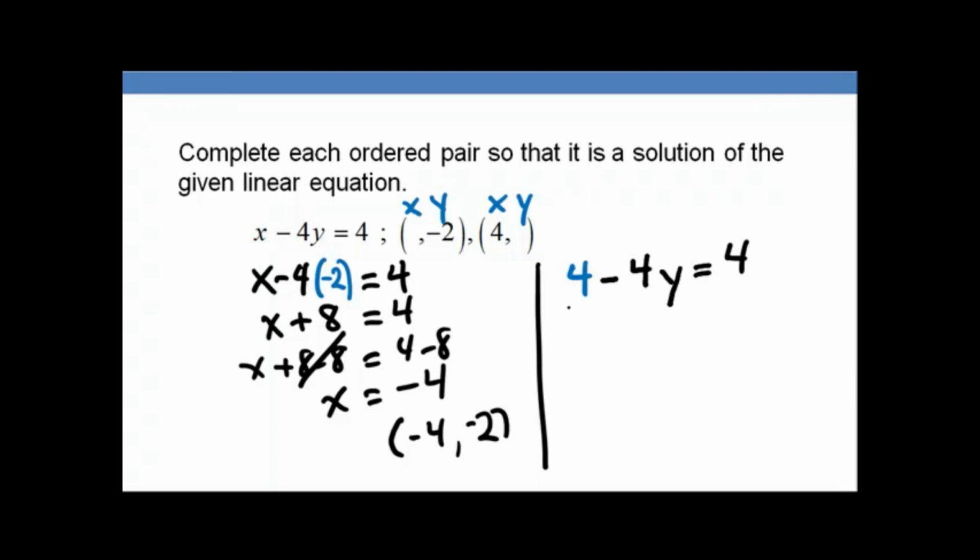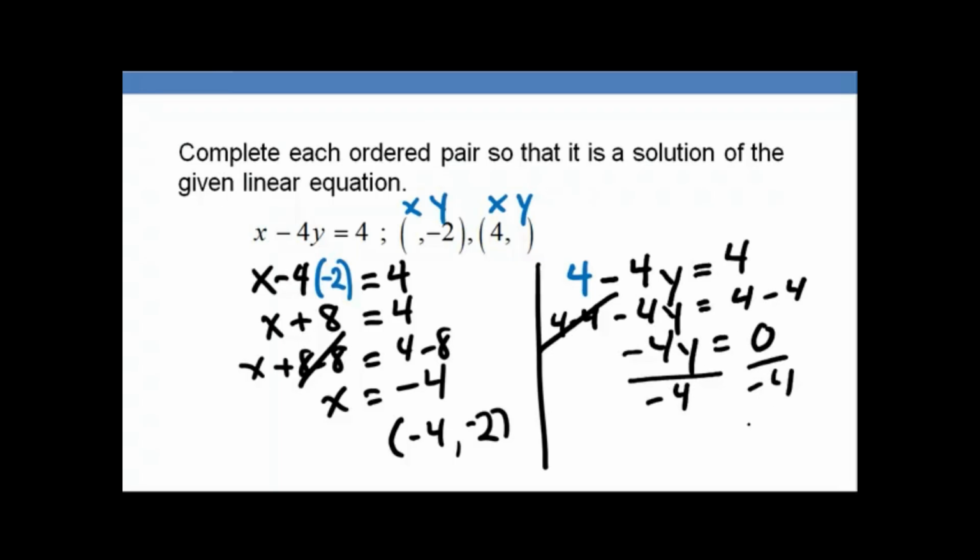So we're going to subtract this 4 from both sides. Lots of 4's on this one. Negative 4y equals 0. Divide by negative 4. So you get y equals 0. 0 divided by anything is 0. And so our ordered pair there, that makes it true. The x was 4, and 0 is the y value.